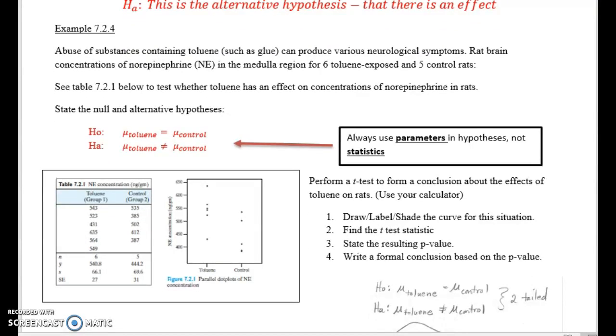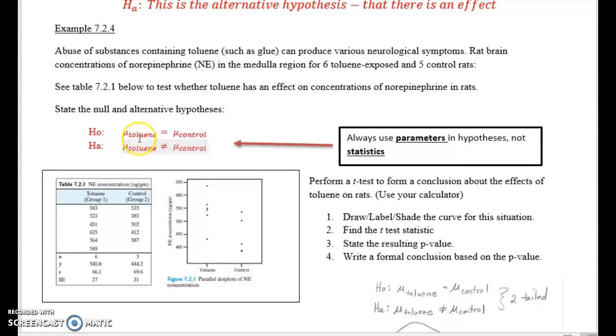We have the example: abuses of substances containing toluene, which is in glue, can produce various neurological symptoms. So they looked at a group of rats. They had 6 that were exposed to toluene and 5 that were the control. So we are examining the mean effect of neurological symptoms of toluene versus the mean effect of no exposure. And the measurement is concentrations of norepinephrine.